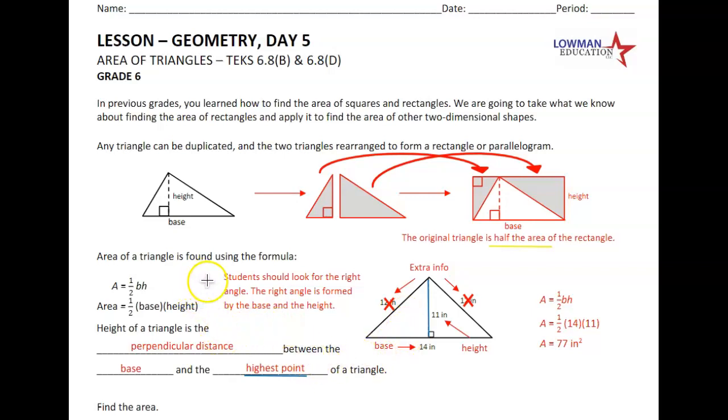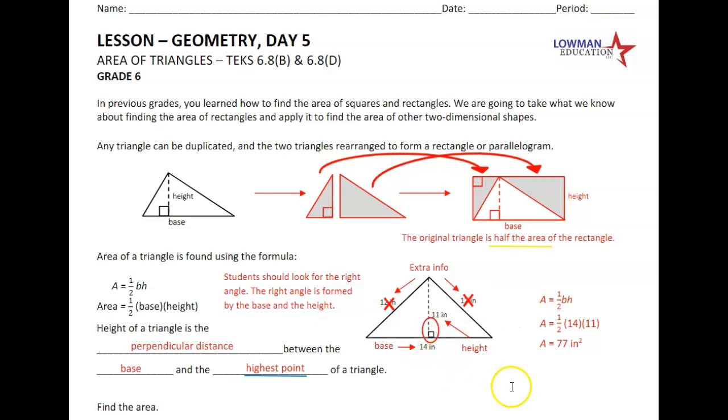Now it says students should look at the right angle. The right angle is formed by the base and the height. So they are referring to this box right here. You know that anytime you have that box, it indicates a 90-degree corner. And so now let's practice and solve this problem.